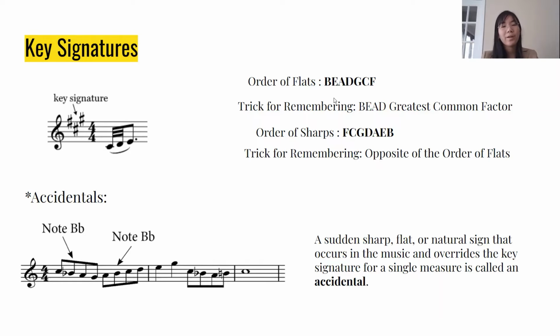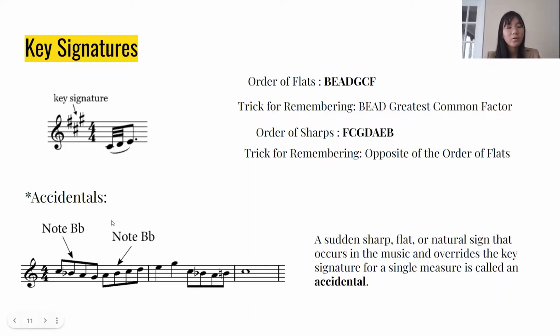So the order of flats is B, E, A, D, G, C, F. So the trick for remembering that is BEAD greatest common factor. And the order of sharps is F, C, G, D, A, E, B. And if you notice, it's the opposite of the order of flats. So this would meet that because it's F, C, G. So it's the first 3.